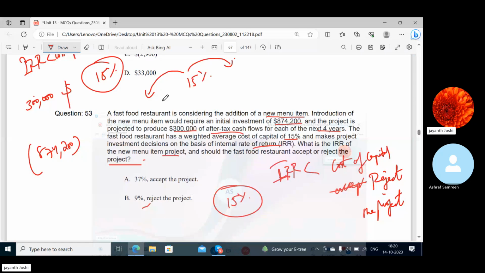Okay. So a fast food restaurant wants to add a new menu item to their offerings, and it requires an initial investment of $874,200. They expect cash flows of this amount for the coming 4 years. The cost of capital is 15%. They want to decide based upon the IRR. So what is the IRR rule with respect to cost of capital?